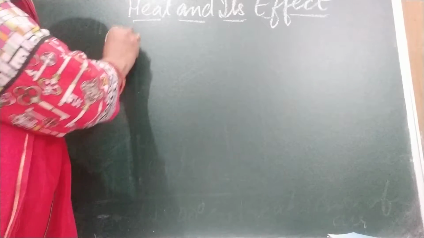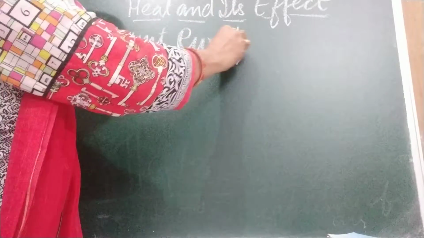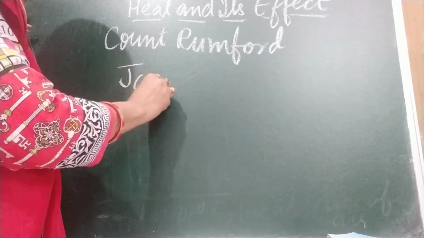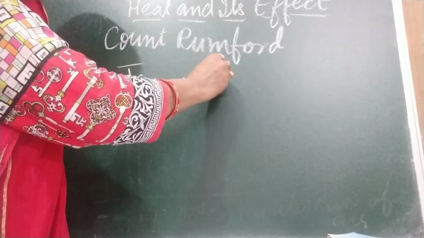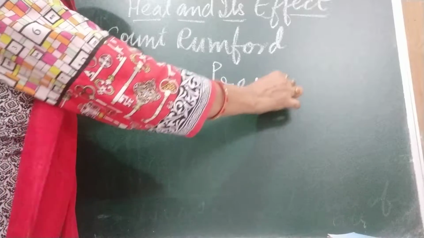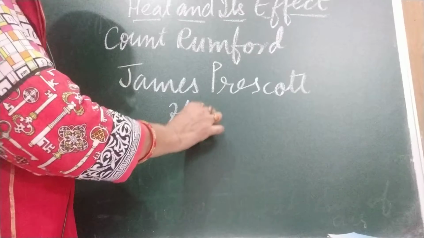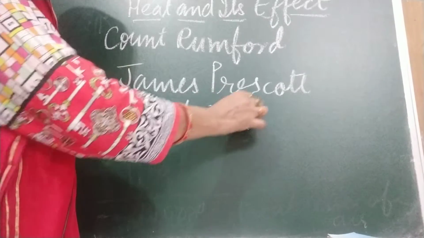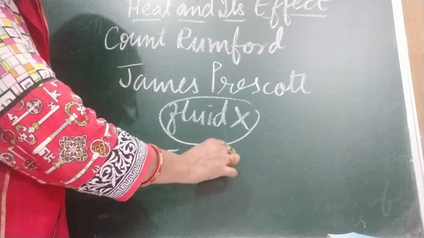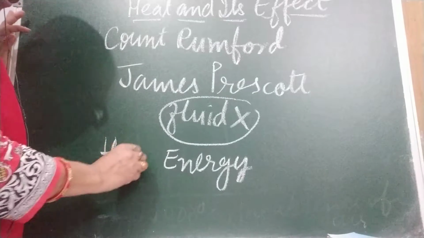Count Rumford and James Prescott proved that this is not a fluid, this is a kind of energy. Not fluid, it's a type of energy and we call it thermal energy. Heat energy is also called thermal energy.